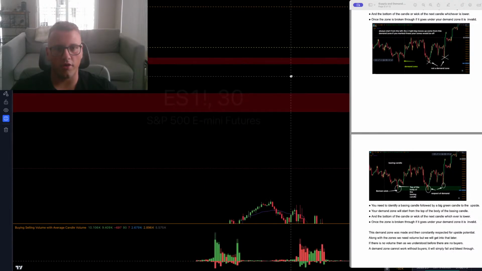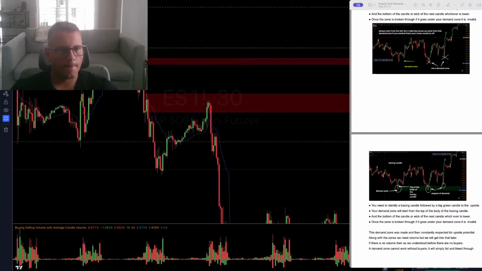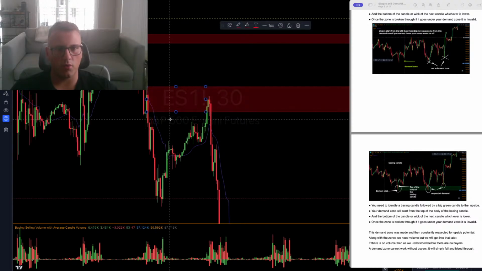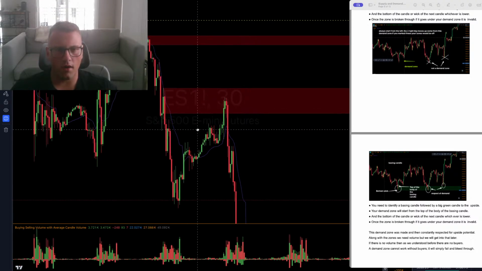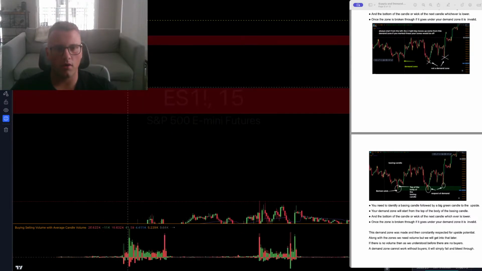We're going to try a 30 now. I want to get the zones as tight as possible to give us the best risk to reward. 30 knocks it down a couple points in there. And now for this, we're going to see, again, it's still a little bigger than what I like it to be. We're going to drop it to a 15 here.